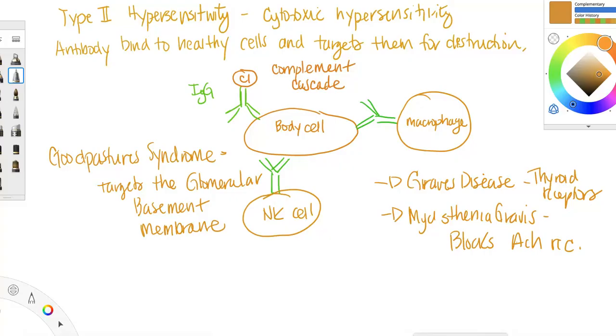All right, so that's type 2 hypersensitivity. And next we'll talk about type 3.